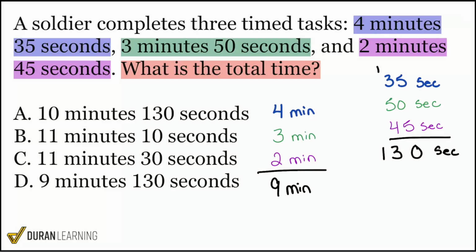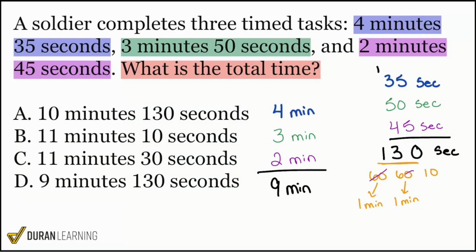Yeah, that's 2 minutes. If you can't see it right away, don't worry, because I got you. 130 is going to be 60, 60, and 10. So guess what? This is a minute, and this is a minute. So everybody, we have 2 extra minutes here. So what does the 9 minutes and 130 seconds become? It ends up becoming 11 minutes.